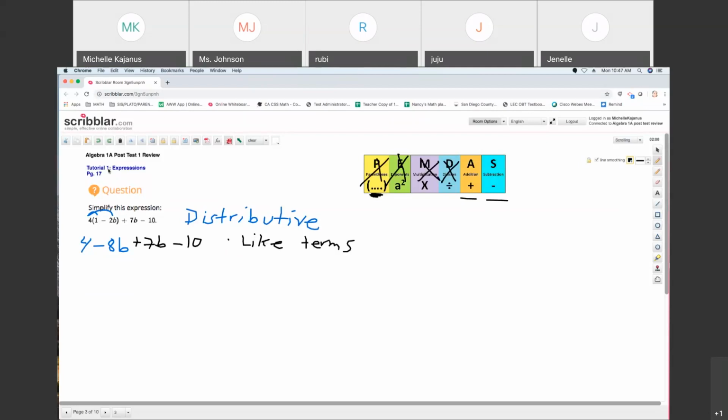What do I mean by that? Like terms are quantities that are of the same type. For example, 4 and -10 are like terms because they're both numbers without a variable. I'm going to go ahead and combine those two. 4 minus 10 is -6. Then I combine the other like terms, the ones with the letters. So -8b plus 7b is -b.